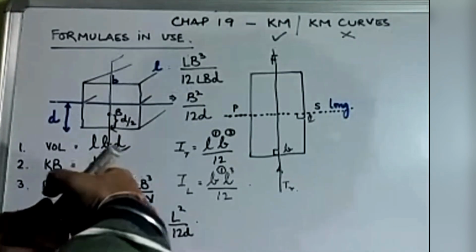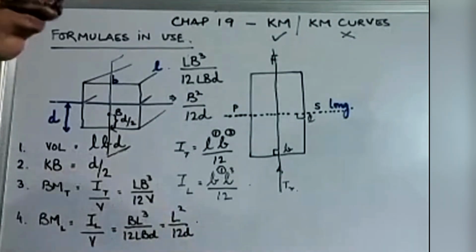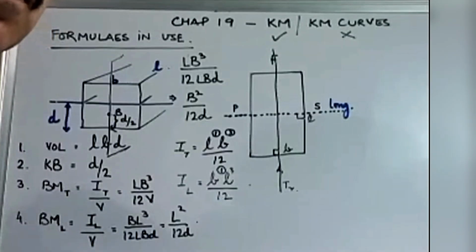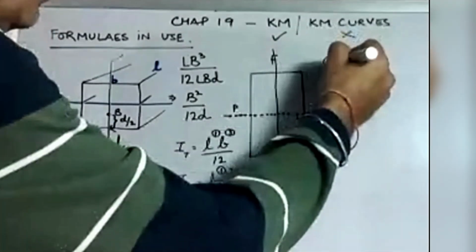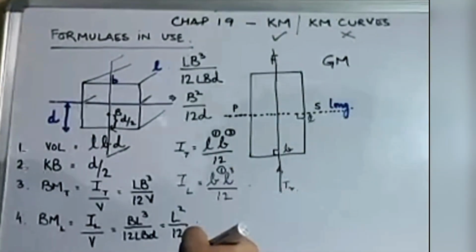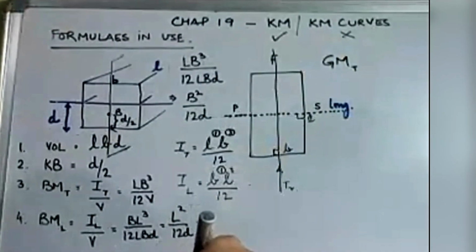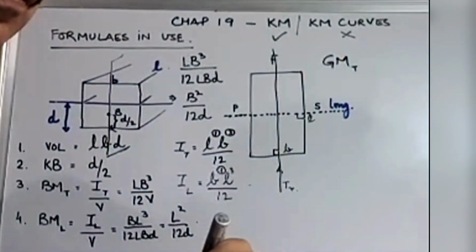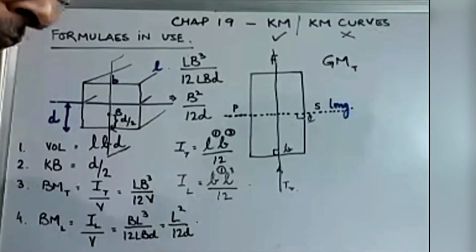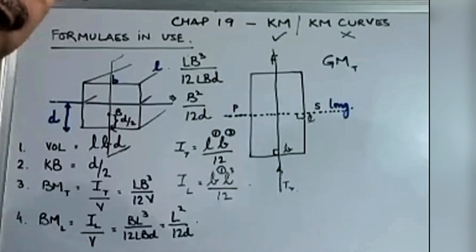So when we say that the GM of a vessel is 0.3 meters, GM of a vessel is 0.3 meters. T is silent. So it is actually GMT. Yes, sir. T is silent. So it's GMT.